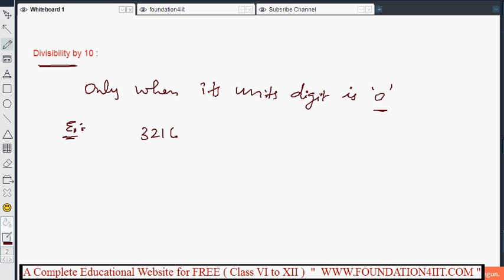Okay, any number's units place must be 0. 3200, 3210, 0 is in the units place. Okay, 189630, some number like 1,89,630. So 0 is in the units place, so that number is divisible by 10.